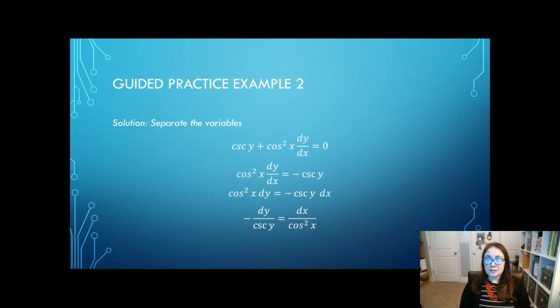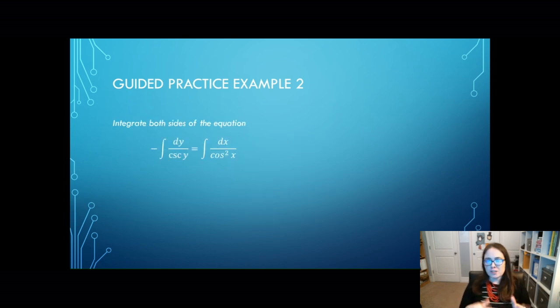Now that I've done that, I can integrate this. Specifically, I can integrate the right side and the left side. If these two statements are equal, then the integral of these two statements must also be equal, save for a constant of integration. Okay, so I slap on my integral symbol for both sides of the equation. I'm integrating with respect to y on the left and with respect to x on the right.